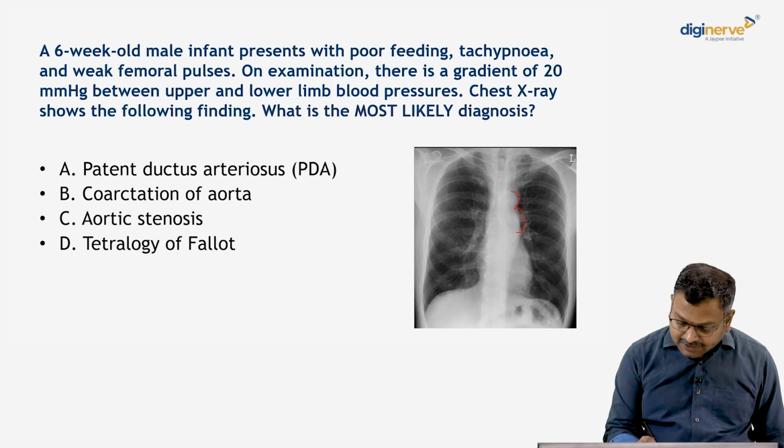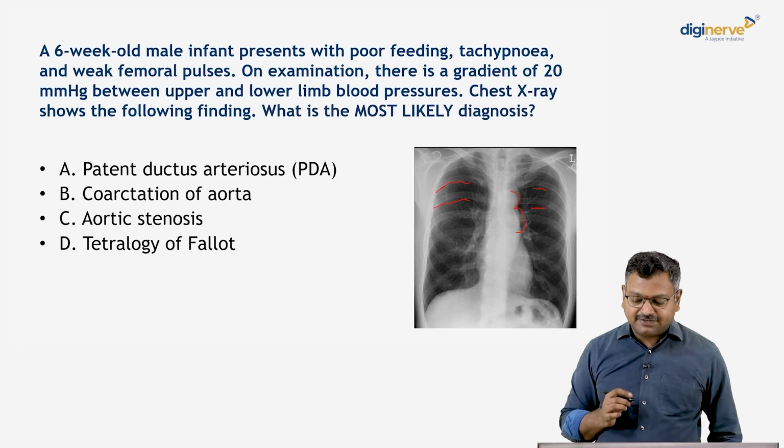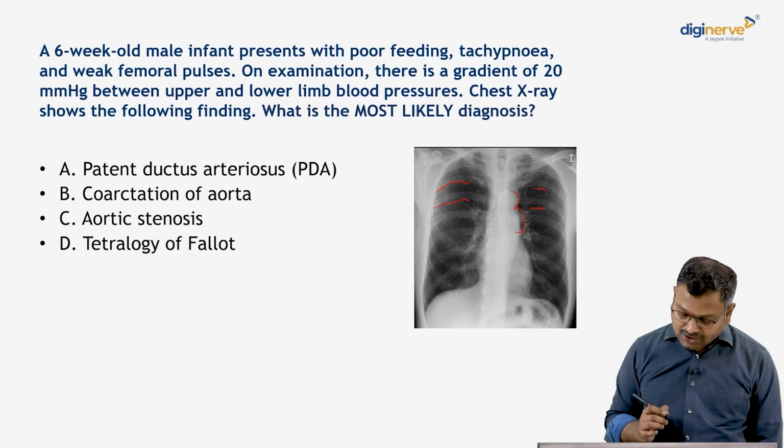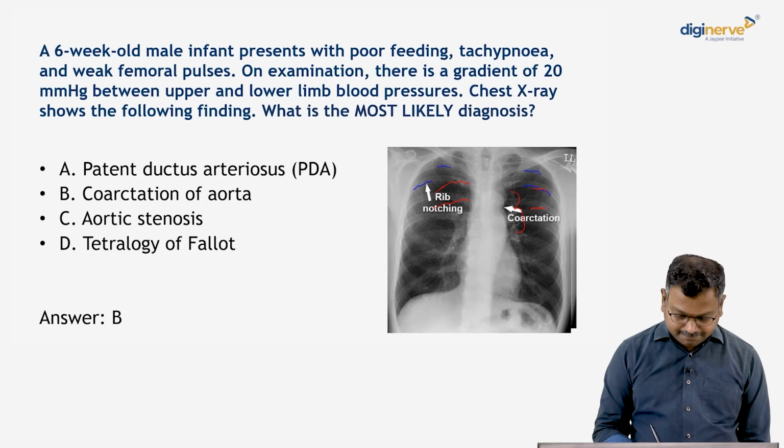And if you carefully look, you find that there is rib notching, the inferior rib notching, classical. So this is a characteristic finding that you get in case of coarctation of aorta. That is what you get. So the answer is B.